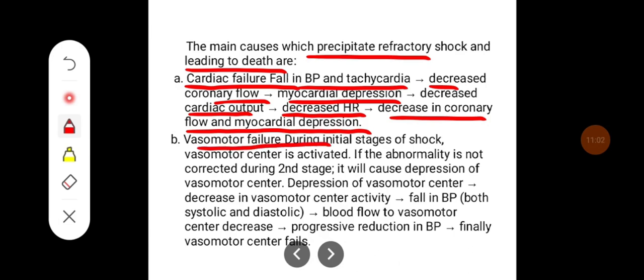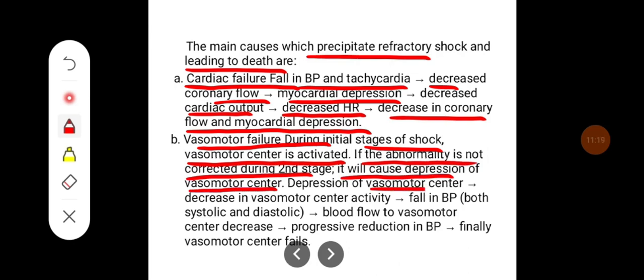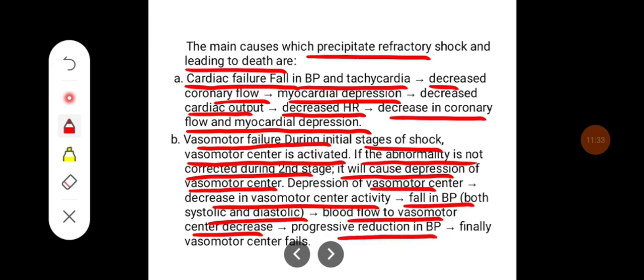Vasomotor failure during initial stages of shock. The vasomotor center is activated during the initial stage. If the abnormality is not corrected during the second stage, it will cause depression of the vasomotor center. Depression of the vasomotor center leads to a decrease in vasomotor center activity. There will be a fall in both systolic as well as diastolic pressure, and the blood flow to the vasomotor center further decreases. That causes progressive reduction in the blood pressure. Finally, the vasomotor center fails.